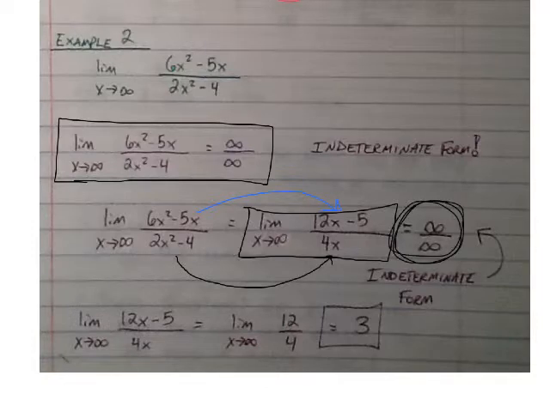So because we have that indeterminate form, we're going to take the derivative a second time. So the derivative of 12x minus 5 becomes 12, and the derivative of 4x becomes 4. And now we have a limit where we plug in, and it gives us an answer of 3. And because the limit exists, we can apply L'Hopital's rule.